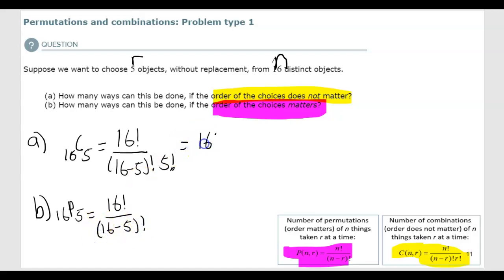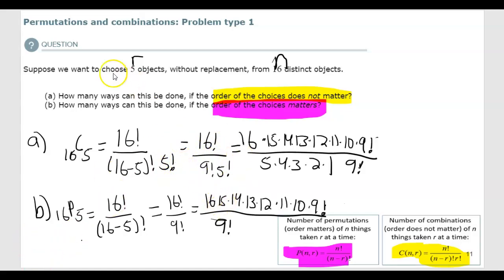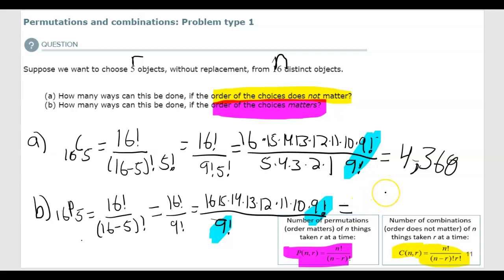Okay. So we can go ahead, pause your screen, start simplifying this. I'm going to simplify them. Okay, and hopefully we at least got to this point on them. So our 9 factorial would cancel out of both of them. For our top one, if we put this in a calculator or did it by longhand, we would get 4,368 options. For the bottom one, we would get 524,160 options.